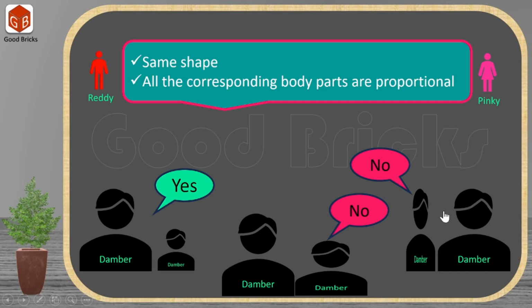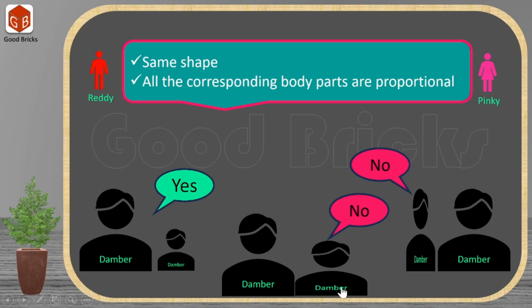Here both of them have the same height, but if you look at the width, this number has less width when compared to this number. When the width of this number is decreased, height also should decrease. It means if one part of the body is decreasing, the other part also should decrease in the same ratio. Since all the body parts are not in the same ratio, these two images are not similar.